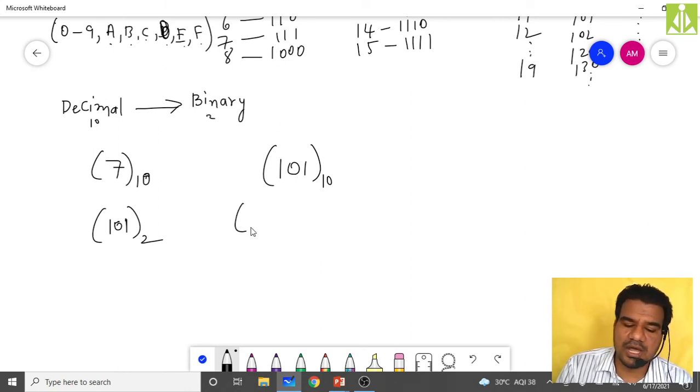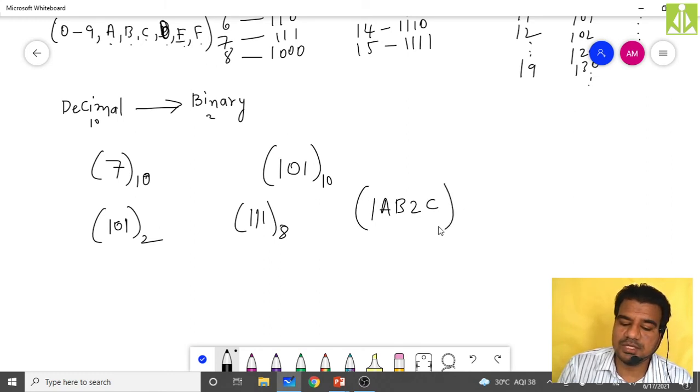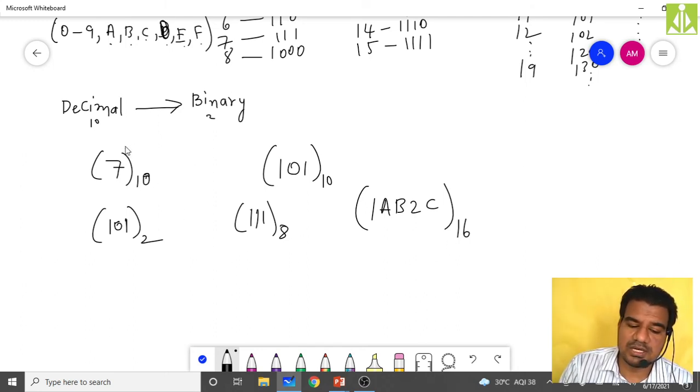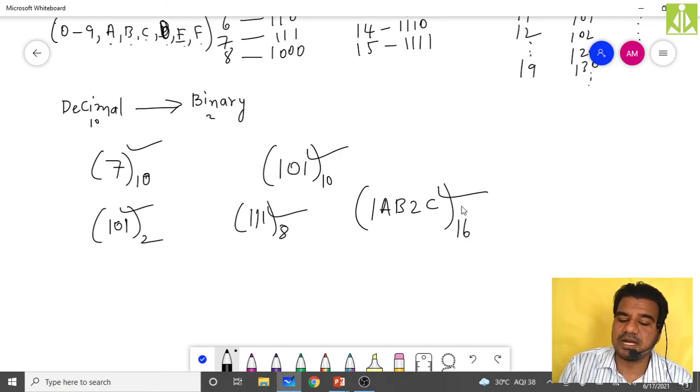Likewise, how do we represent octal? Let us assume you have 111 in octal. Octal means base 8. Hexadecimal, for example 1AB2C, is a value in hexadecimal, so 16 is the base value. So this number is in decimal, this is also in decimal, this is in binary, this is in octal, and this is in hexadecimal.